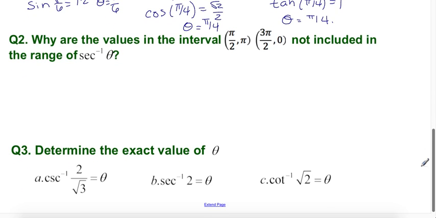So now here are your last 2 questions. So I want you to think about why the values from pi over 2 to pi and 3 pi over 2 to 0 are not included in the range of arcsecant. So why are the second and fourth quadrants not included. And I want you to determine the exact values of these three inverse trig functions down here, okay? So just follow the same steps we did up here, and you'll be good.